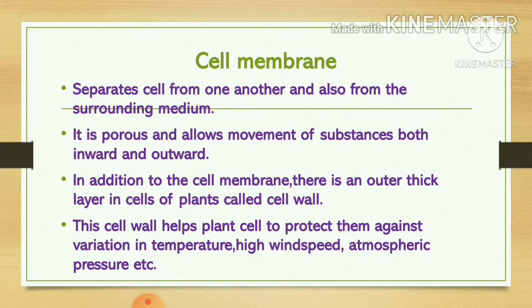In addition to the cell membrane, there is an outer thick layer in the cells of plants which is called the cell wall. It is present only in a plant cell. We will discuss it in the next video. So in a plant cell, along with the cell membrane, there is one more thick layer surrounding the cell membrane, known as the cell wall. Because plants cannot move, they need protection, and this cell wall protects them from various changes such as high speed of wind, atmospheric pressure, variation in temperature, etc.